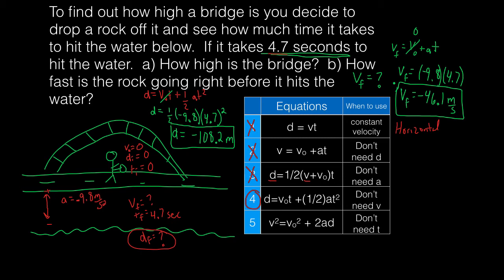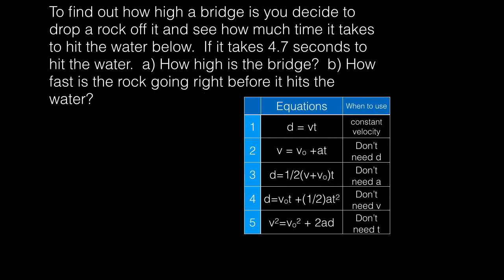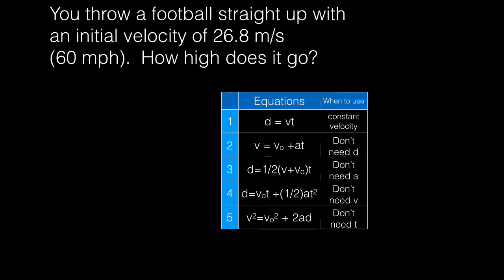There is one more that I'd like to go through in this video, and it's right here. It says you throw a football straight up with an initial velocity of 26.8 meters per second, which is 60 miles per hour. And it says, how high does it go?